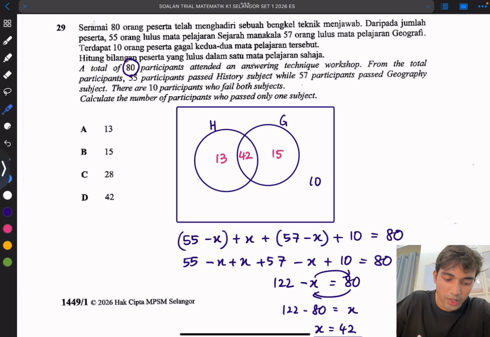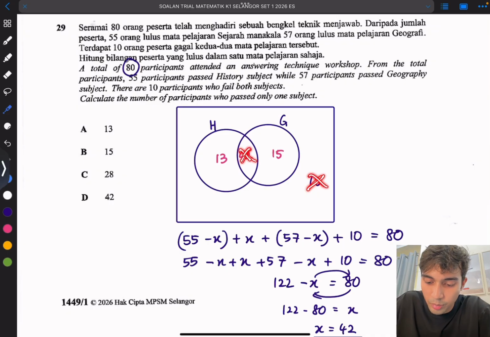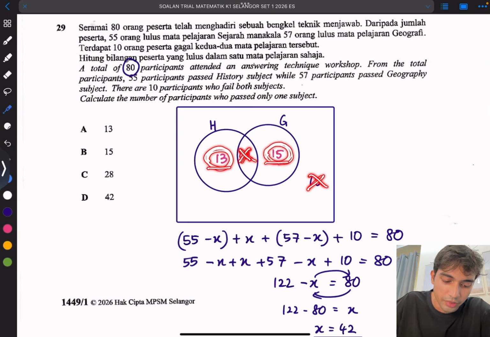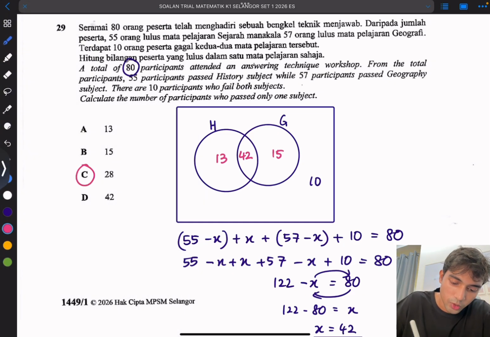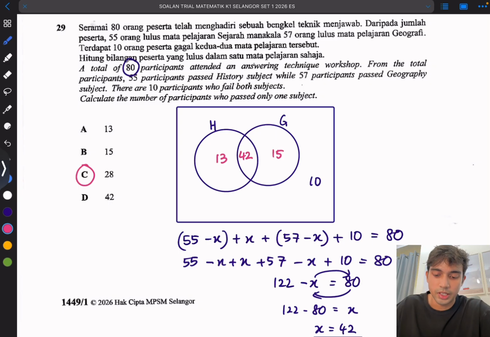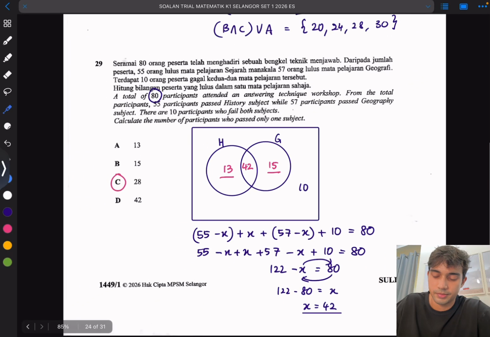Okay. They want us to calculate the number of participants who passed only one subject. Only one subject means not these people and not these people. So this one failed. This one passed both subjects. So we want to find only pass history and only pass geography. So 13 plus 15, 28. So only 28 people pass history and geography separately. 42 people pass both. Okay. Done.